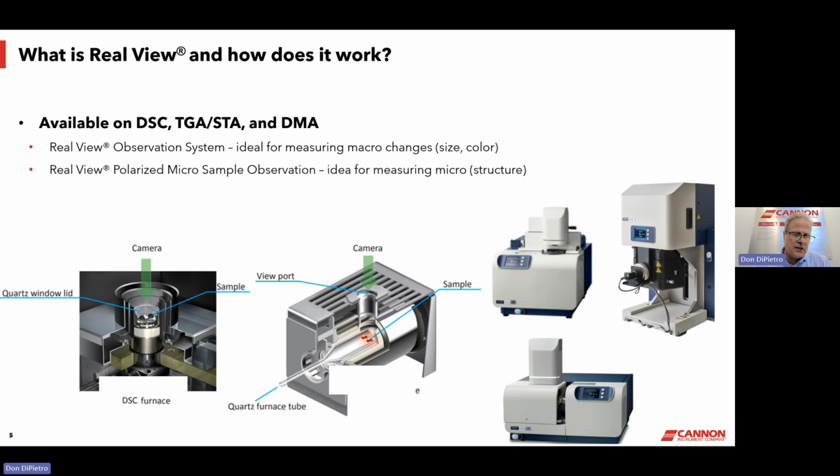On the left, you see a picture of the DSC furnace. Basically, we have a transparent window through which the camera is shining down. And towards the right, in the middle of the screen, you see the STA, the specimens there on 2 platforms and looking down. And this technique is applicable to the TGA, STA, DSC, and DMA apparatus that you see on the right.